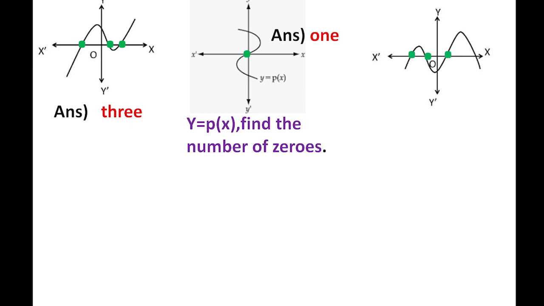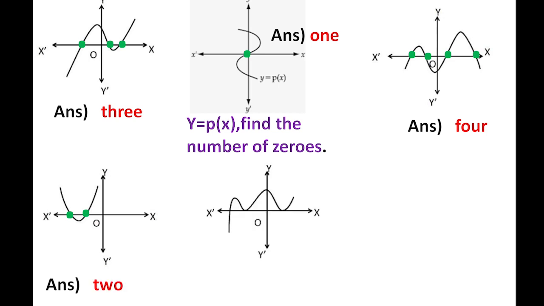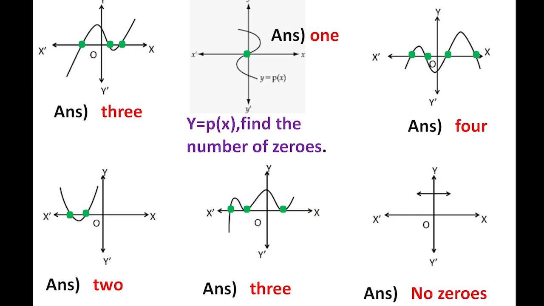Third graph. Same. Here 1, 2, 3, 4. 4 points you can find out. Our answer is 4. Next one. See, here also the graph crosses the x-axis at 2 points. So answer is 2. Here the graph touches 2 points and crosses at 1 point. So total 3 points. So the number of zeros is 3. Okay. And the last one, here the graph doesn't touch the x-axis. So answer is no zeros.